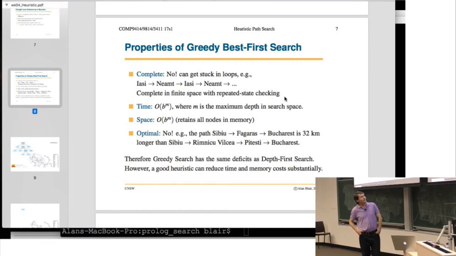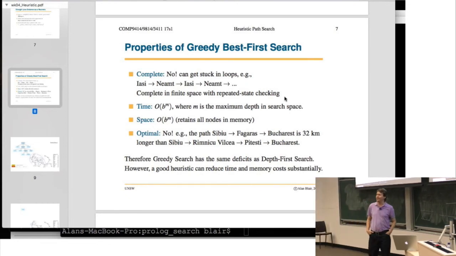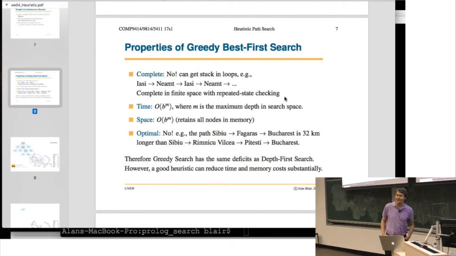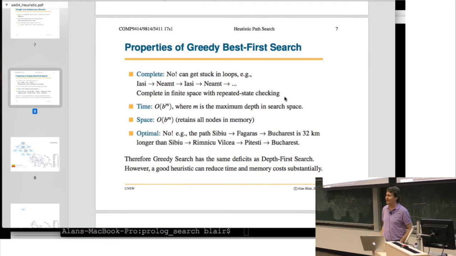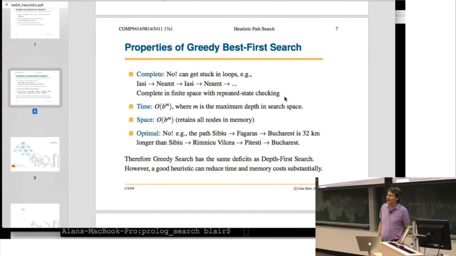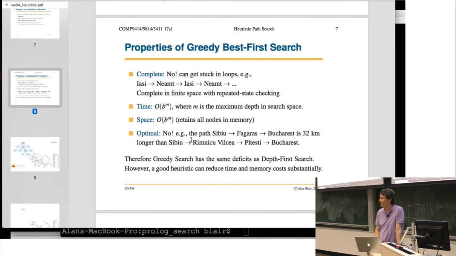The time and space complexity, well, this is the thing. In general, greedy search is very fast, but it is possible to design perverse graphs in which it actually takes a really long time. So the worst case performance is actually just as bad as depth-first search. It's B to the M, and it certainly doesn't find the optimal path.